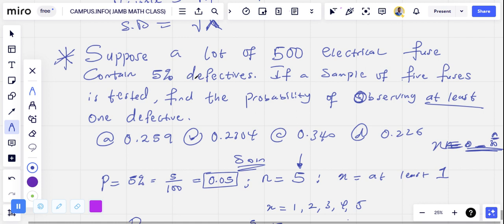But had it been that they said it contained 5% defective, and the question now says, find the probability of observing at least one non-defective, do you notice that there is a contradiction? Yes, it is defective, but in the question they said find one that is non-defective. If it contradicts, guys, please don't use that binomial success formula. Don't use that first one. That is how you always know when to use the second formula.